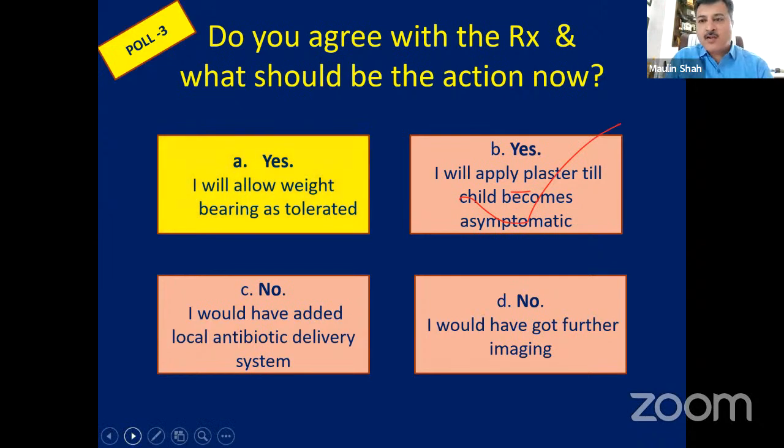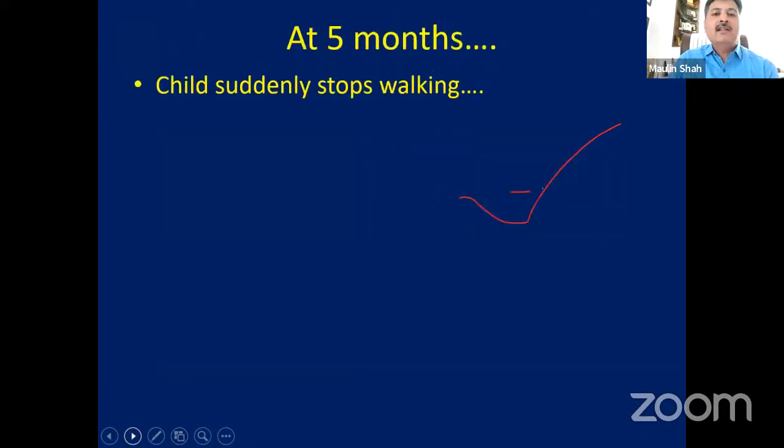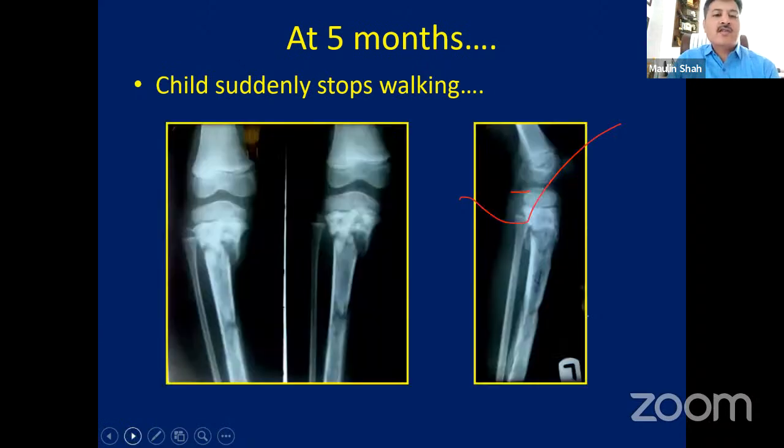So the orthopedic surgeon said, I will allow weight bearing as tolerated. So that was a pretty non-conventional management. Now at 5 months, the child suddenly stops walking. And again, the orthopedic surgeon was consulted, and this is the X-ray picture.